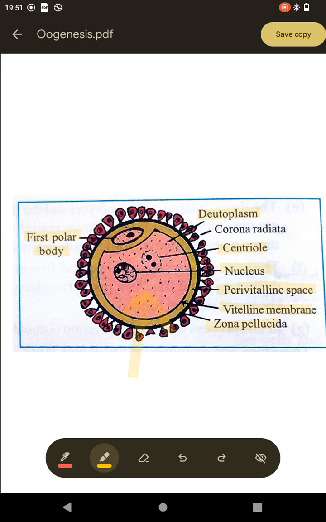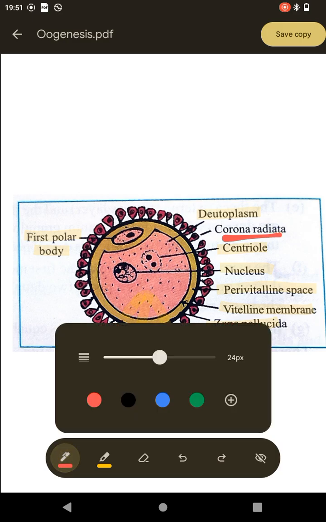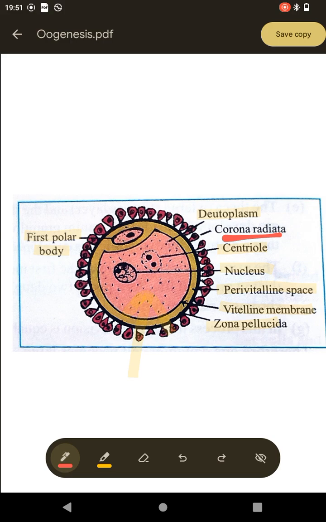And the one most important thing is the corona radiata. What is the corona radiata? Corona means crown, and radiata means in a radiating manner. The granulosa cells are arranged in a radiating manner, so this is called the corona radiata.